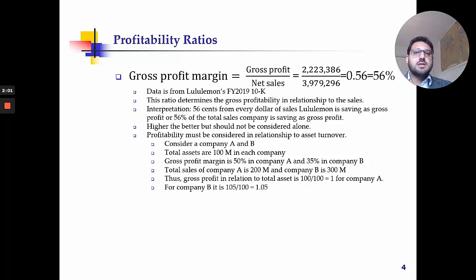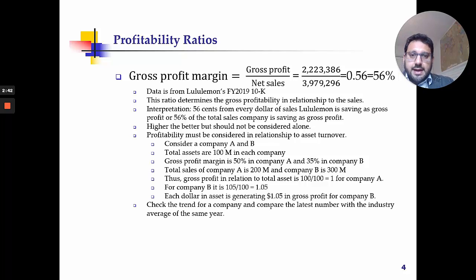So this emphasizes that we should not consider the profitability only in relationship to the total sales, but also in relationship to the total assets. So the asset turnover is important when we are considering profitability, because some firms, as I mentioned earlier, in some industries, the profit margin is less, but they end up getting more profit because of the more sales, and they turn over the assets more efficiently.